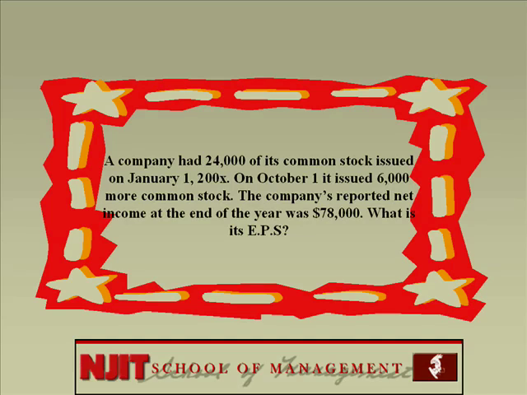A company had 24,000 of its common stock issued on January 1 in a hypothetical year, 2000X. On October 1, it issued 6,000 more common stock. The company's reported net income at the end of the year was $78,000. What is its EPS?